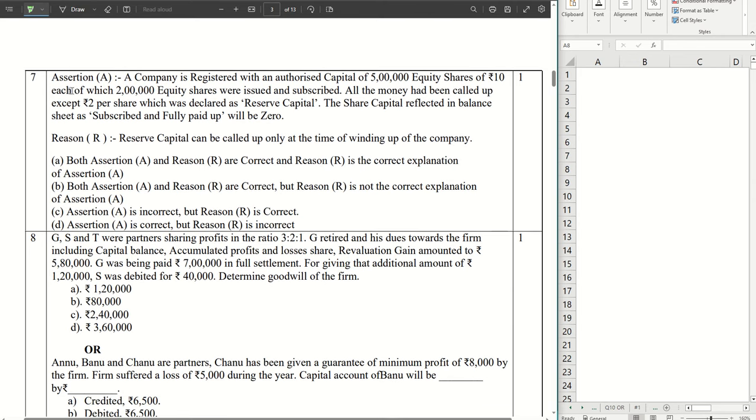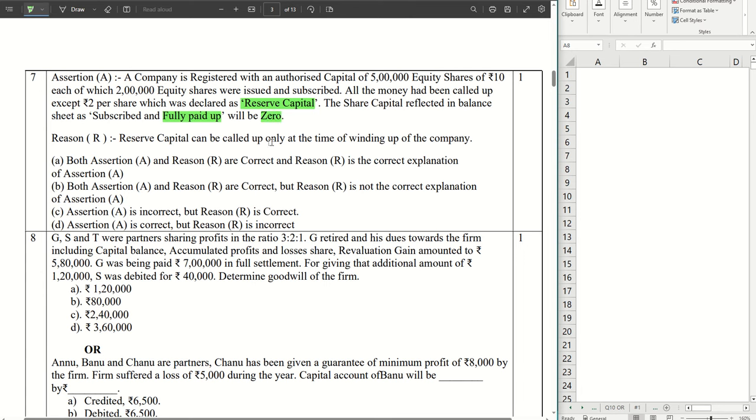Number 7. Assertion: a company is registered with an authorized capital of 5 lakh equity shares of rupees 10 each, of which 2 lakh equity shares were issued and subscribed. All the money had been called up except rupees 2 per share, which was declared as reserve capital for the company. The share capital reflected in balance sheet as subscribed and fully paid up will be 0. It is correct because since rupees 2 are not called up on any of these shares which are issued, the entire share capital will be reflected under subscribed and not fully paid up. So in that case, this is 0.